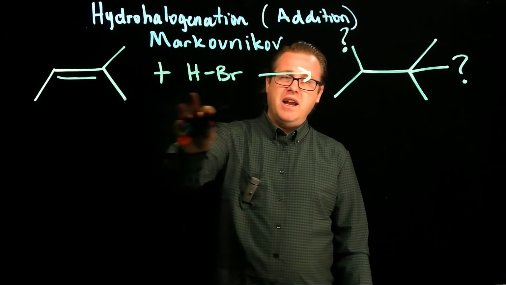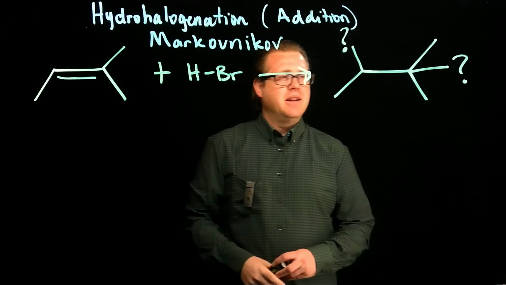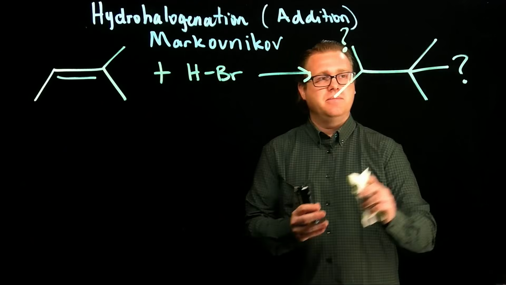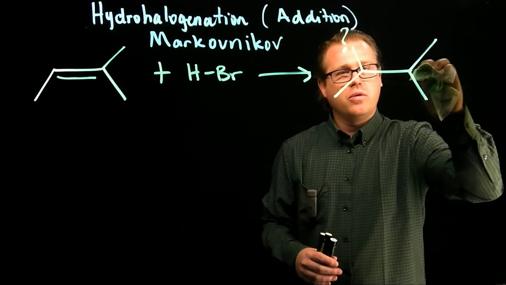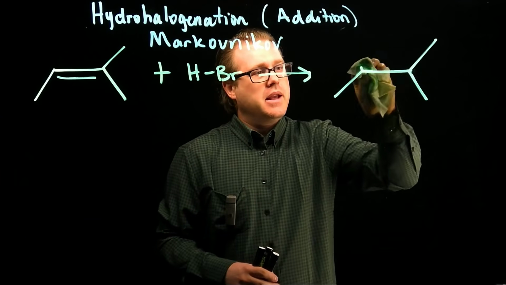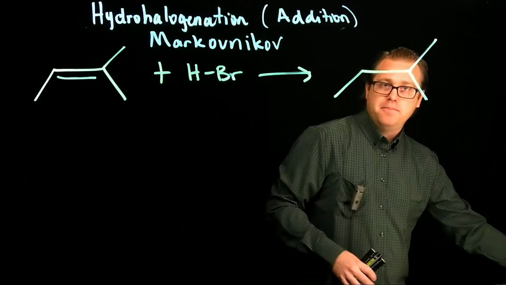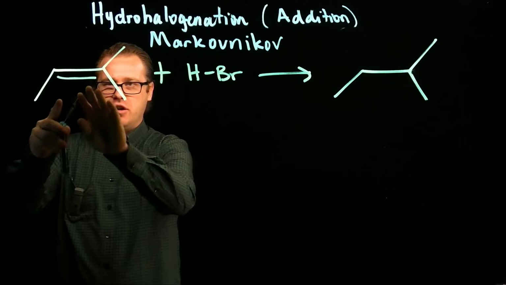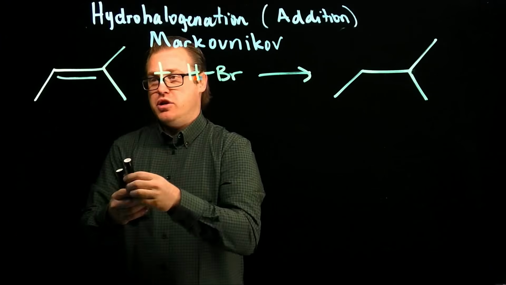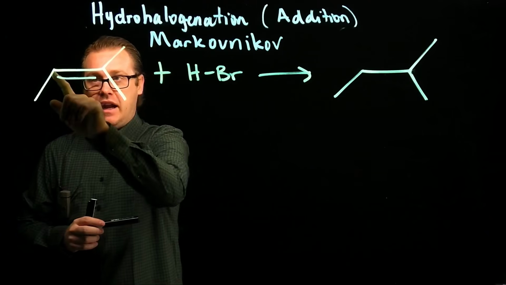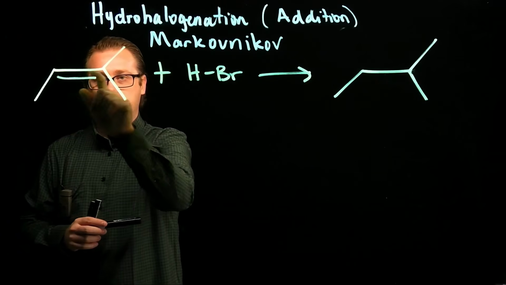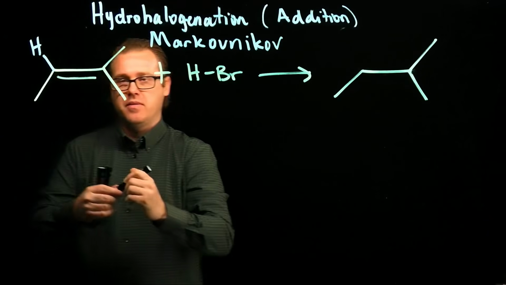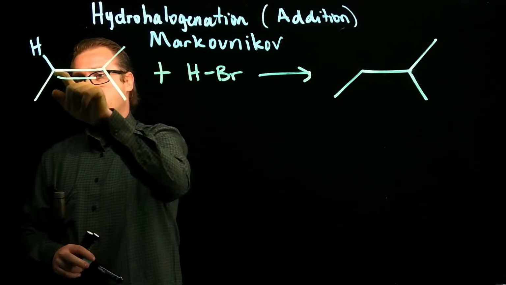Dr. Markovnikov studied these reactions extensively, and what he discovered was this interesting observation. A really cool observation is that you can predict where the hydrogen is going based off of looking at the alkene. What you do is you look at each carbon in that double bond right there, and you draw in all the hydrogens that are possible. There's no hydrogens on that carbon, there's one hydrogen on that one.